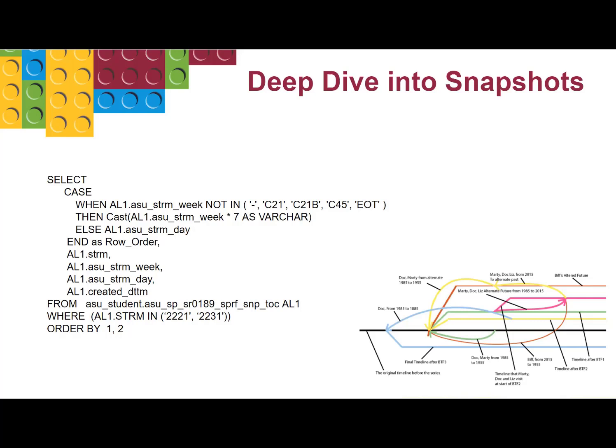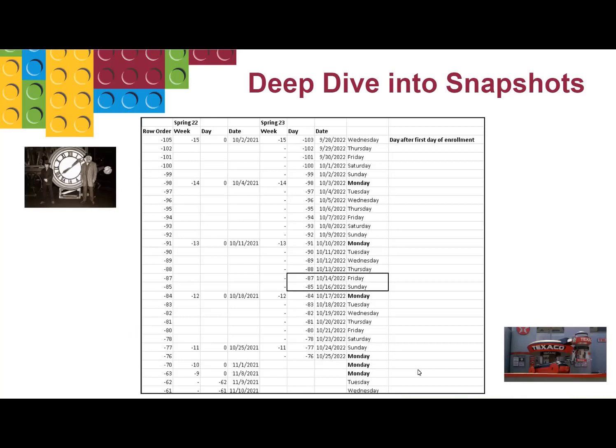The SQL uses the TOC table and adds a row order column that allows us to compare the snapshots across terms. So it's really helpful to help us understand how these work. All right, so the first thing we're going to look at is the beginning of the term. We're going to use spring 22 and spring 23 for our example here. What I've done here is I've put this data into a real simple pivot in Excel. By putting the data in this query, we can get some insights into how the snapshots work.